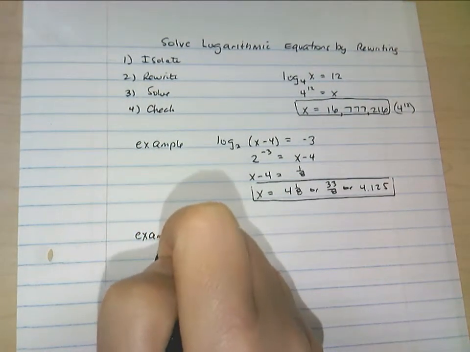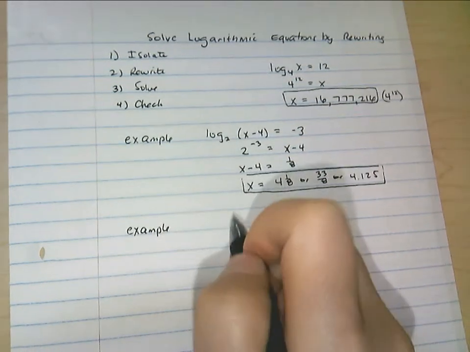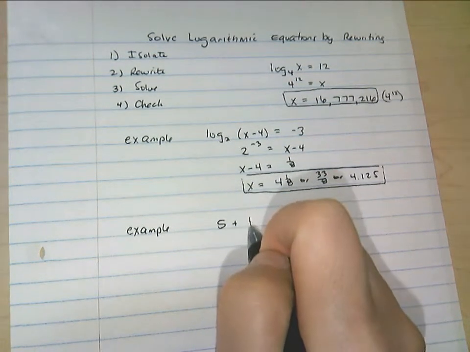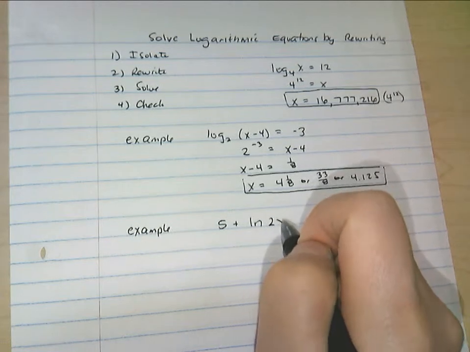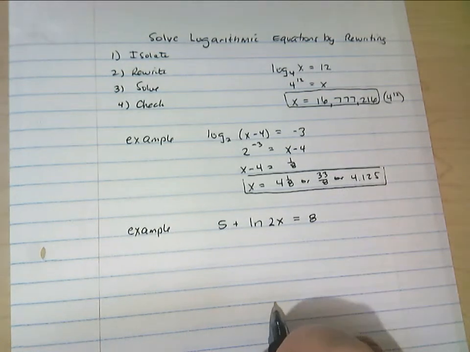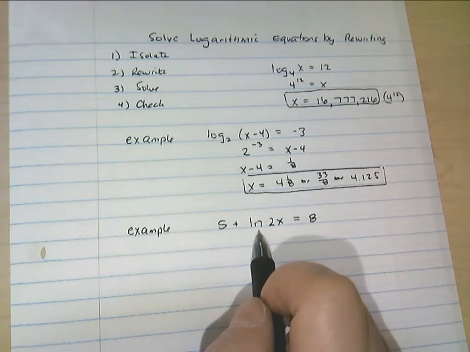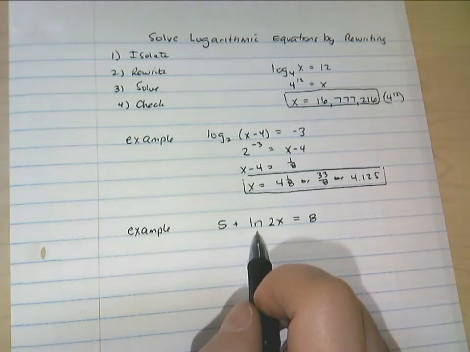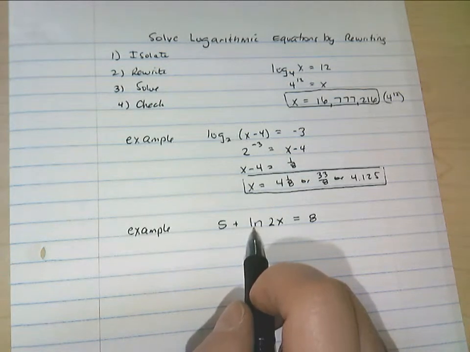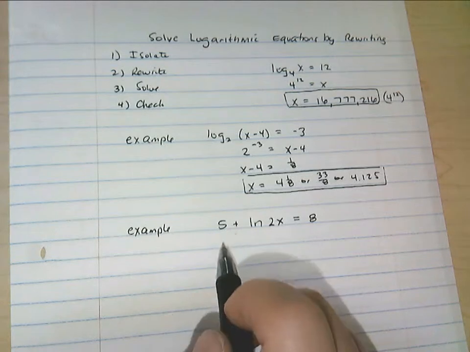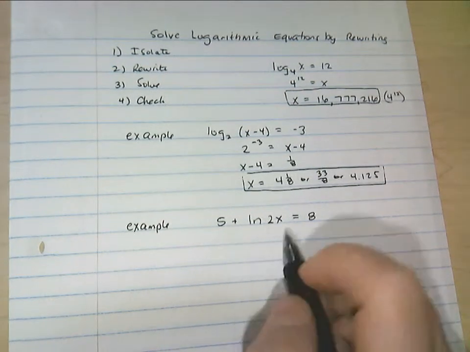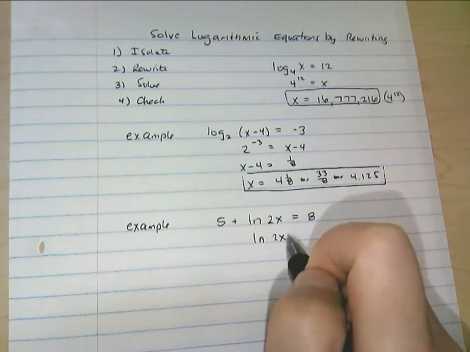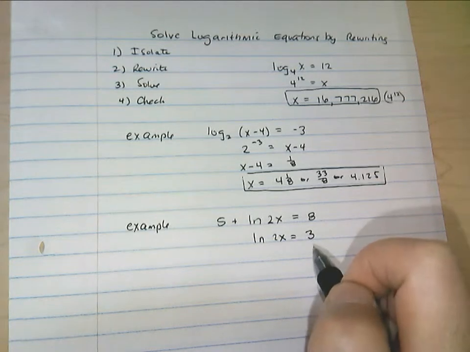Another example, 5 plus natural log of 2x is equal to 8. Natural log is just like any other log. It just has a base of e. So I need to get natural log of 2x by itself. I'm going to subtract 5 from both sides. So I get natural log of 2x is equal to 3.